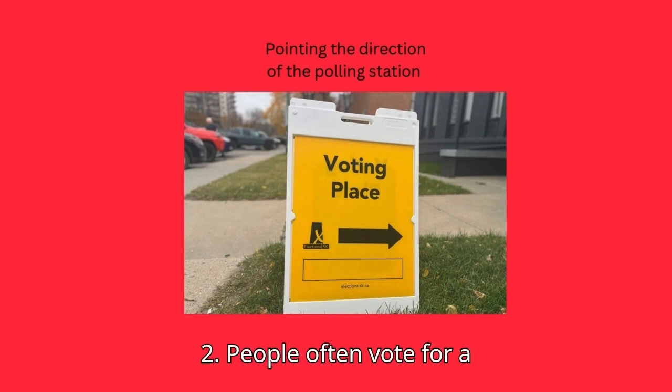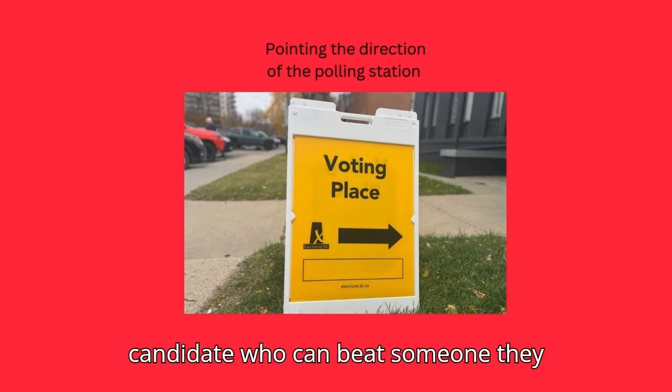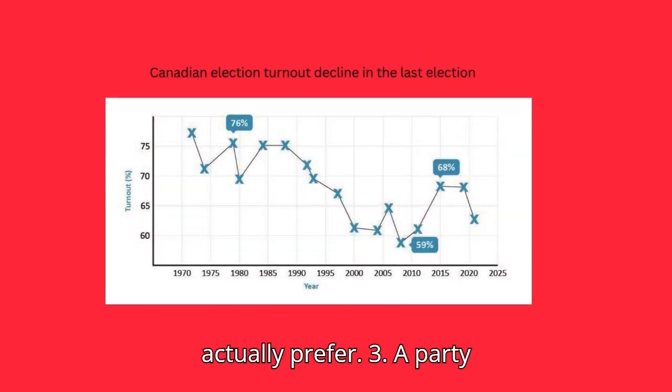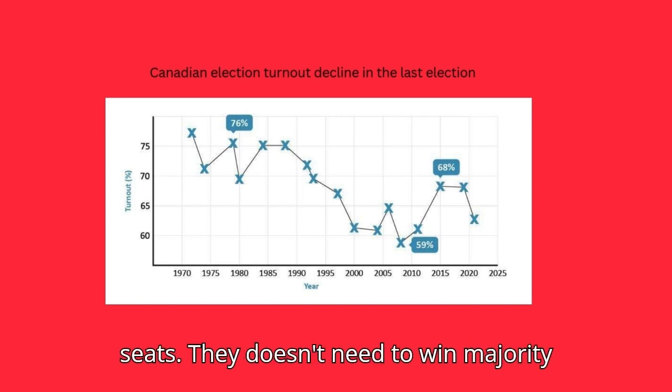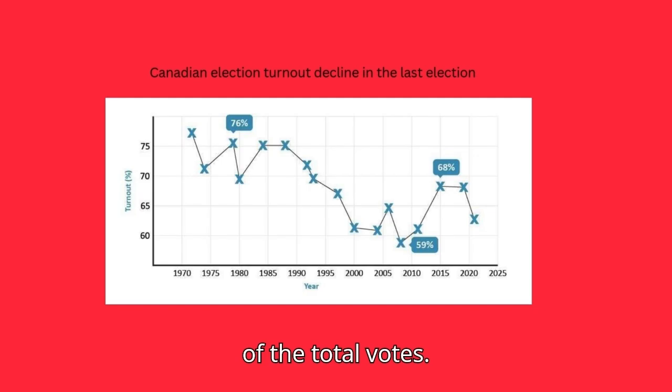2. People often vote for a candidate who can beat someone they dislike, rather than the person they actually prefer. 3. A party can form government just by winning most seats. They don't need to win a majority of the total votes.